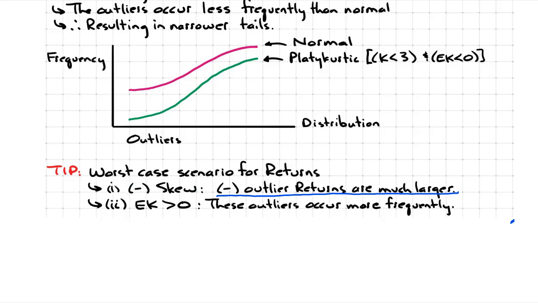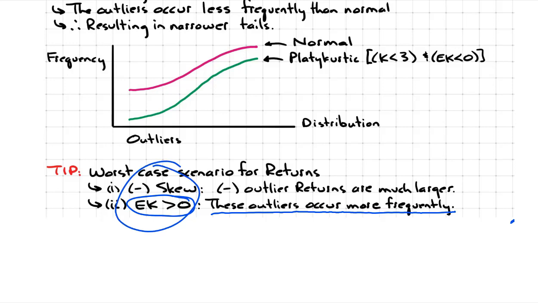And at the same time, excess kurtosis is greater than 0, meaning that these very large negative outlier values are occurring more frequently. So where before maybe you thought you might lose minus 20% every 20 years, now with this scenario, we're saying maybe you lose minus 50% every 4 years. So you're getting much larger returns and occurring more frequently, and therefore that would be a worst case scenario.